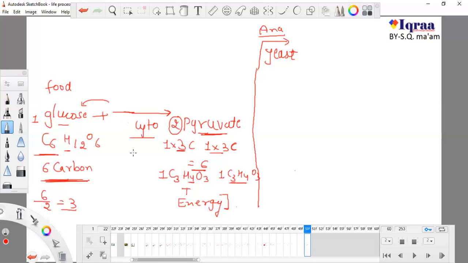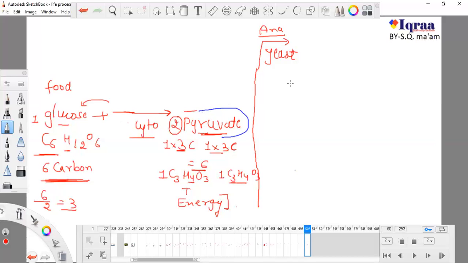Each and every organism, either aerobic or anaerobic, each and every type of organism present on this earth, if it takes food from outside, produces pyruvate. Don't forget that this pyruvate is produced by each and every type of organism: bacteria, human, plant, algae, fungi, cat, dog, mouse, everyone produces this pyruvate. So this is the first product.